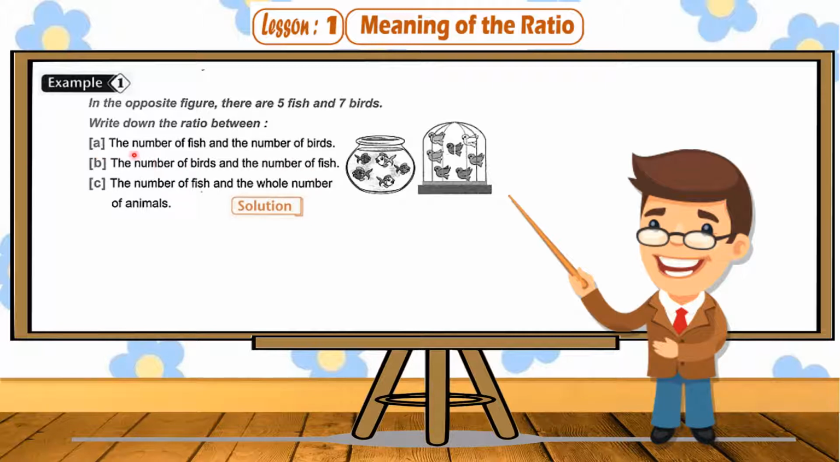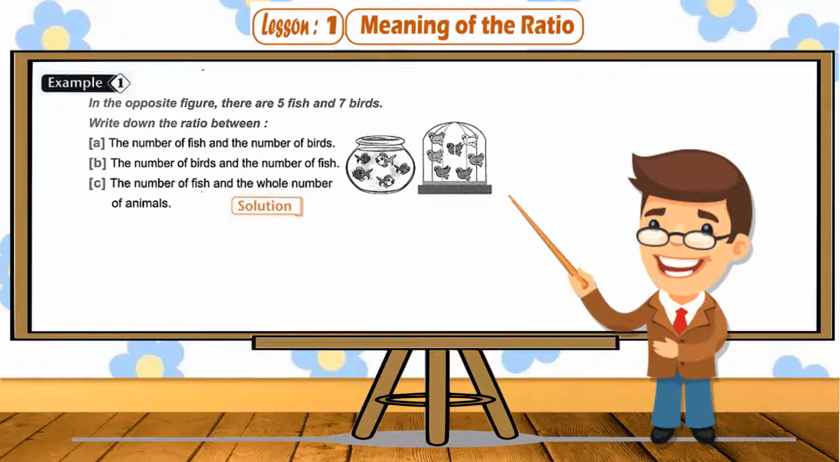At letter A, the number of fish is the first and birds is the second. B, the number of birds is the first and the number of fish is the second. C, the number of fish and the whole number of animals. The whole number means the total number of animals.